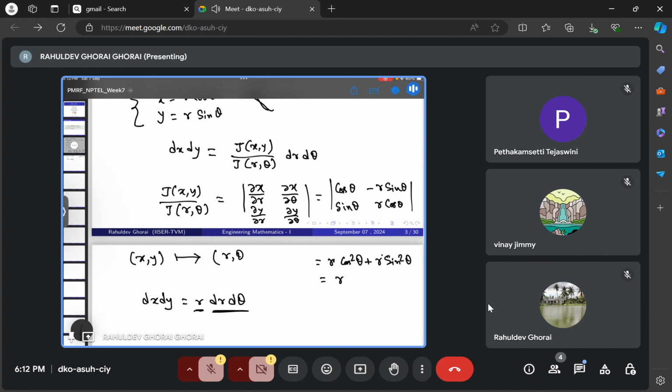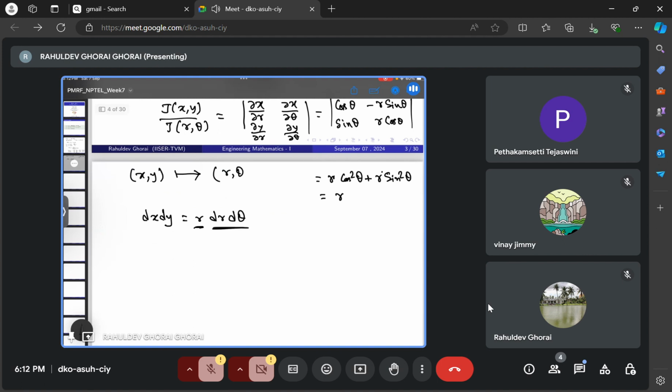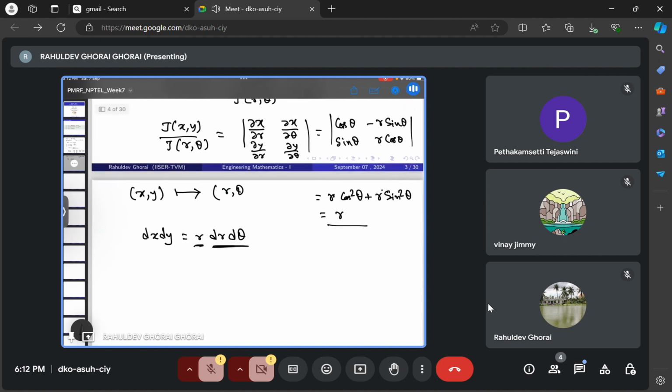Then this Jacobian also, I think he introduced. If you have the Jacobian, it is coming as r, and that's why you get dx dy equal to r dr d theta. This also has a geometric interpretation, which I am not going to give you now.